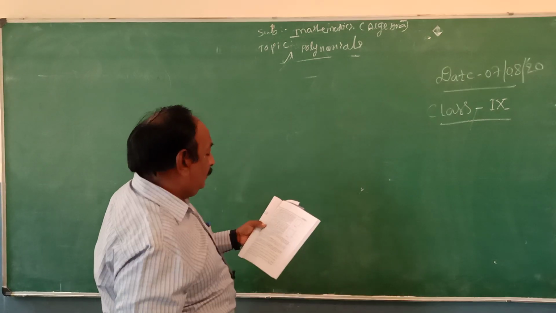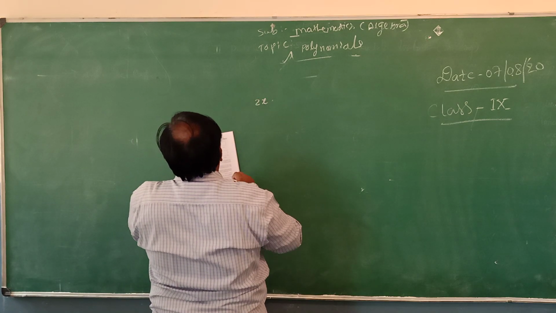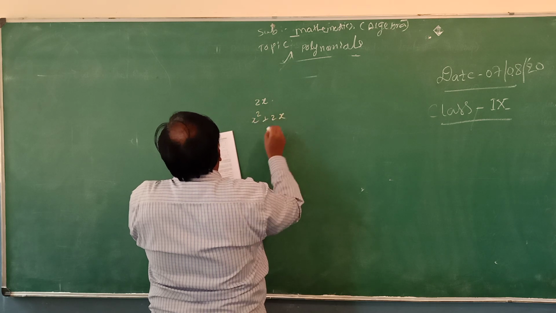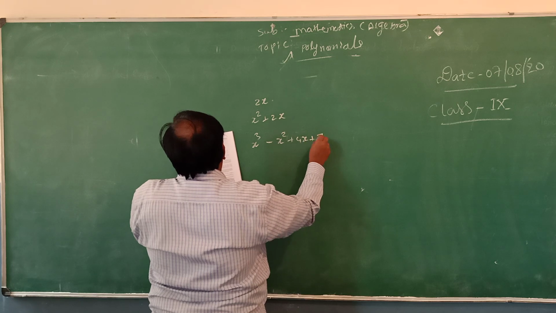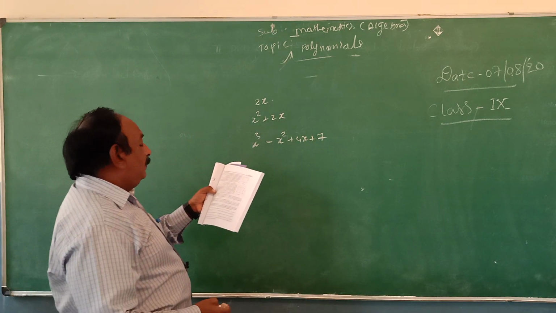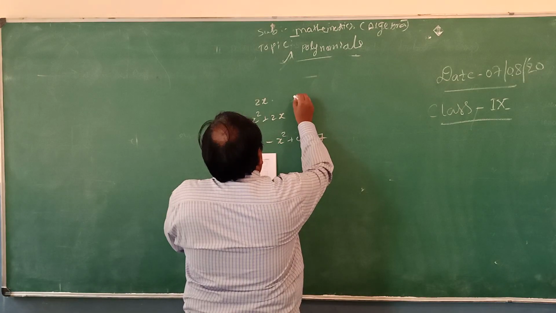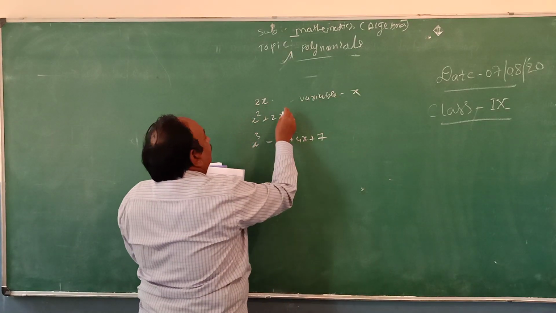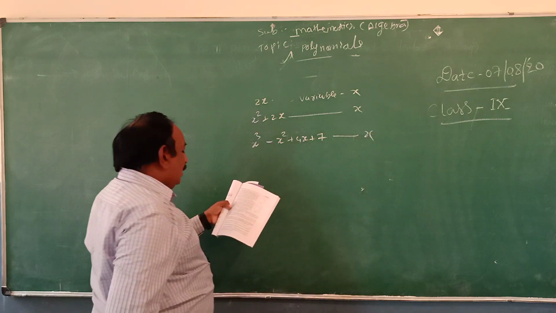Now consider 2x, x square plus 2x, x cube minus x square plus 4x plus 7. For example, the variable here is x. Here also the variable is x. Here also the variable is x.